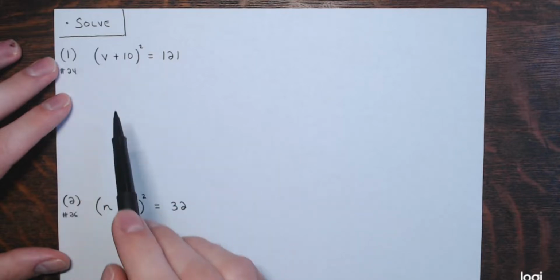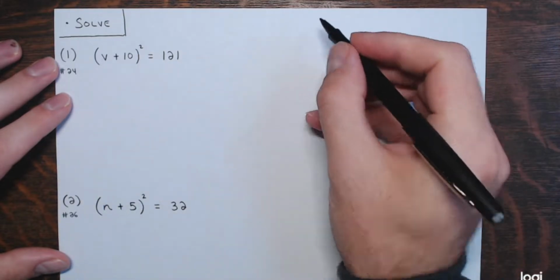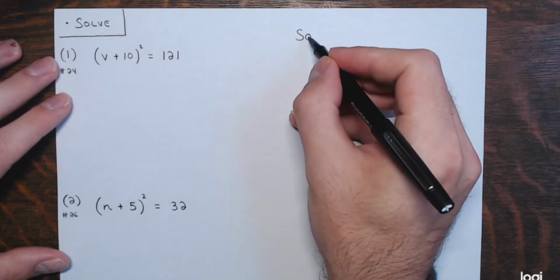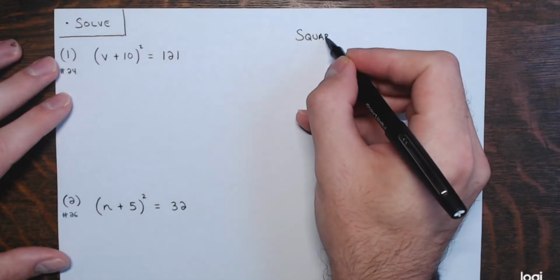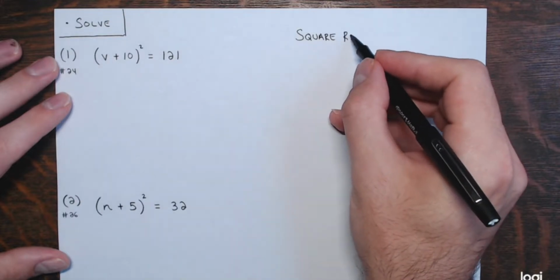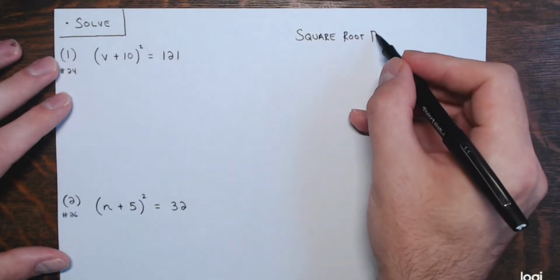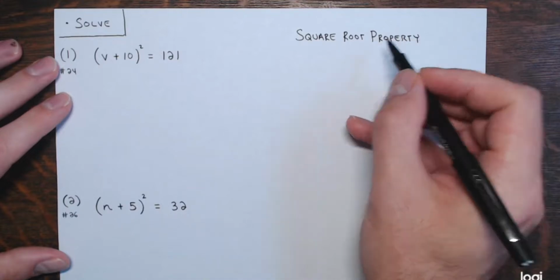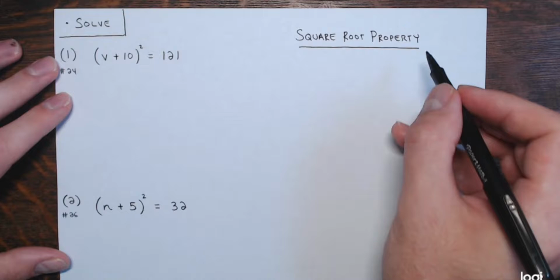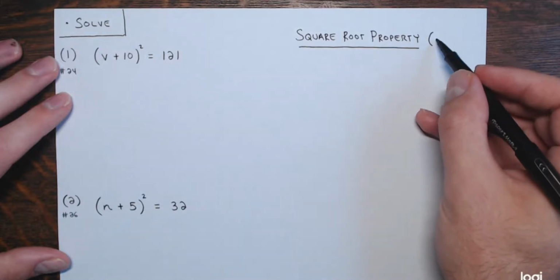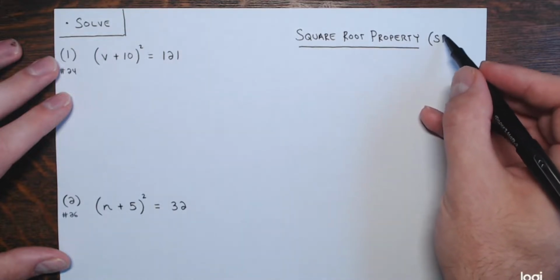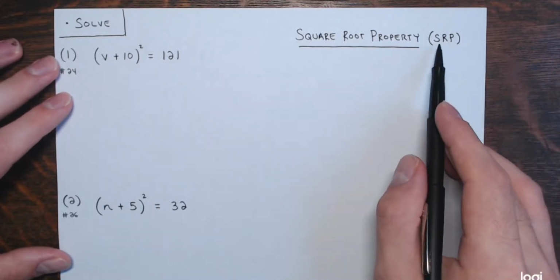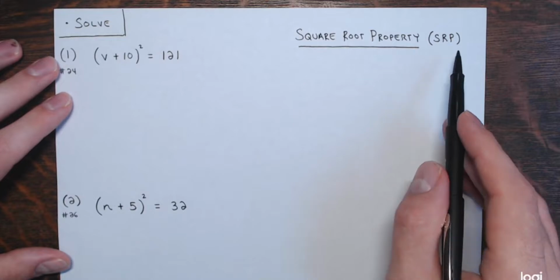And in every single one of these, we're going to end up using a property that we're calling the square root property, which I'll be abbreviating SRP throughout the video. So when you see SRP, that's square root property.